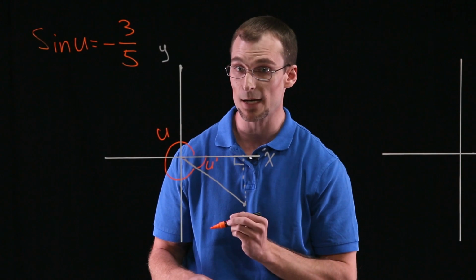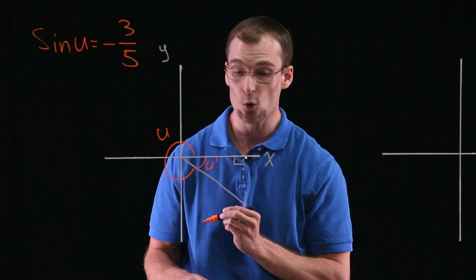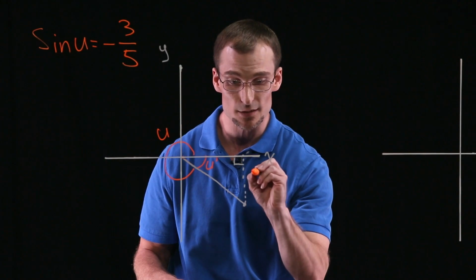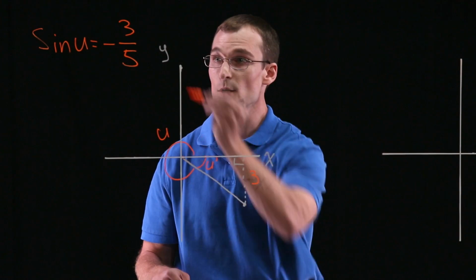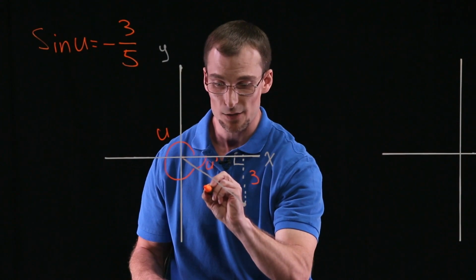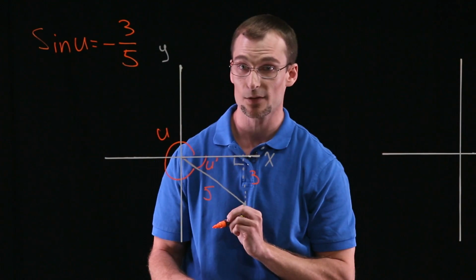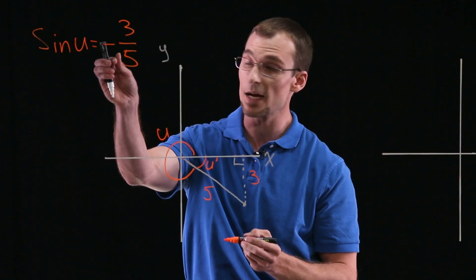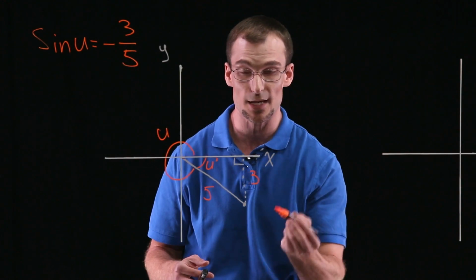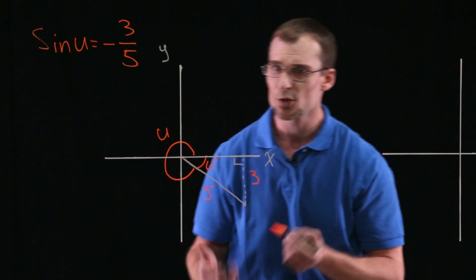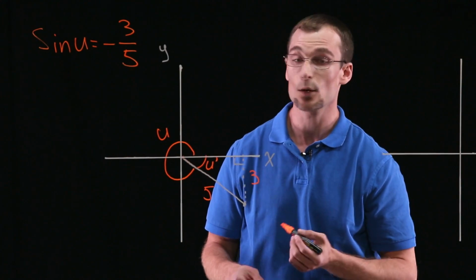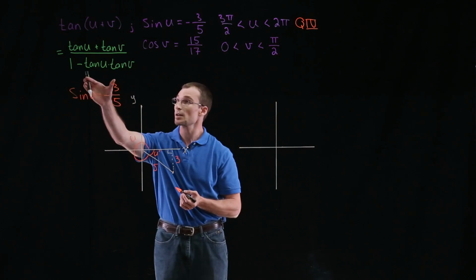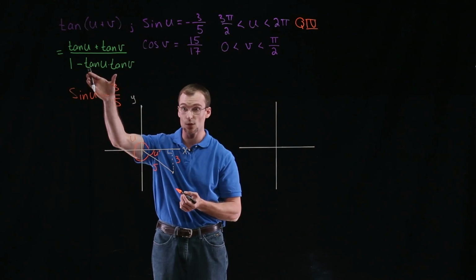And what we know about sine is opposite over hypotenuse, so that tells us that this leg is equal to 3, and the hypotenuse would be equal to 5. So sine of u prime being 3 over 5, but this sine of u is negative because we know that sine is negative in the fourth quadrant. So how does that help us? Well, again, what do we need? Looking back here, one of the things we need is tangent of u.